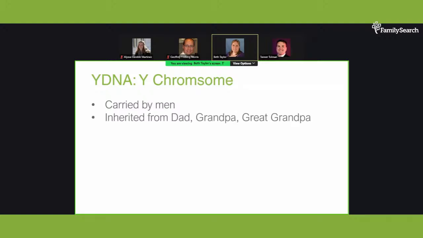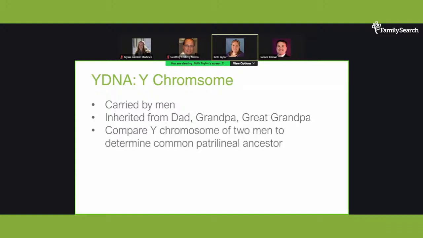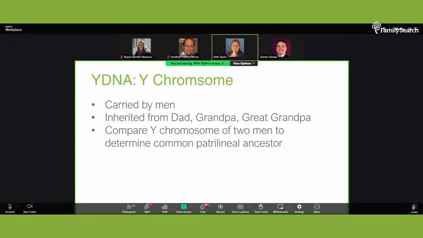So if you have a Y chromosome, you inherited that from your father, who inherited it from his father, who inherited it from his father, and so forth. That Y chromosome is inherited virtually intact. It's the only chromosome that doesn't recombine because it has nothing to recombine with. So the idea is that you can compare the Y chromosome of two different men who've taken a Y-DNA test and determine if they have a common patrilineal ancestor, meaning an ancestor along that paternal line.